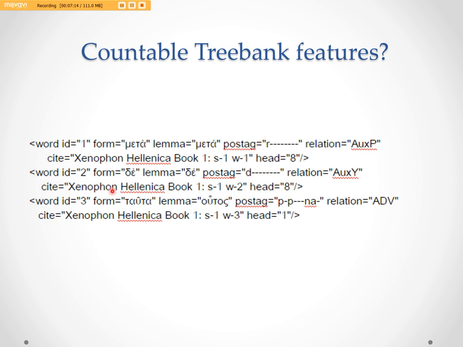We have some metadata, which is not, of course, relevant. And then we have the head attribute. This gives us the linear position of the word which is the parent of the word in question. So, in other words, here, tauta has as its head word 1, and that means it is dependent on word 1, which is meta. So meta tauta, after these things, a prepositional phrase.